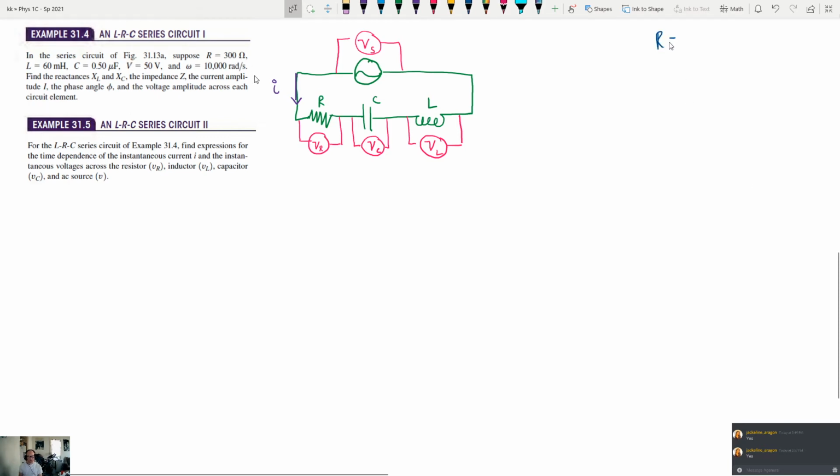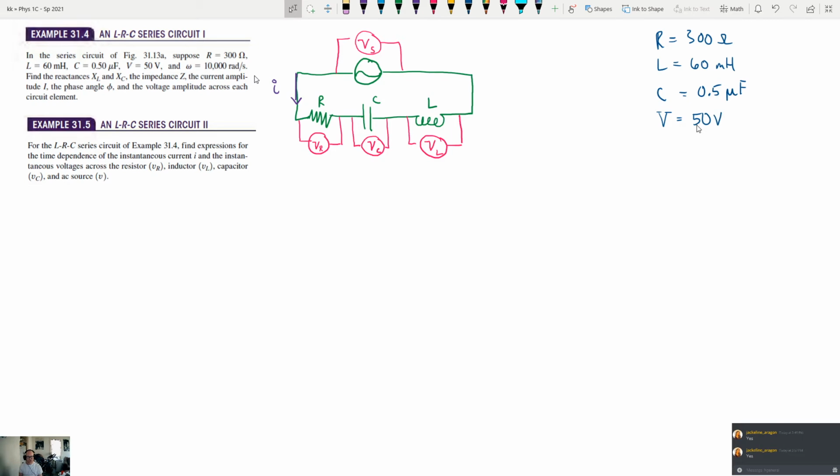So we have R equals 300 ohms. L is 60 millihenry. C is 0.5 microfarad. V is 50 volts.